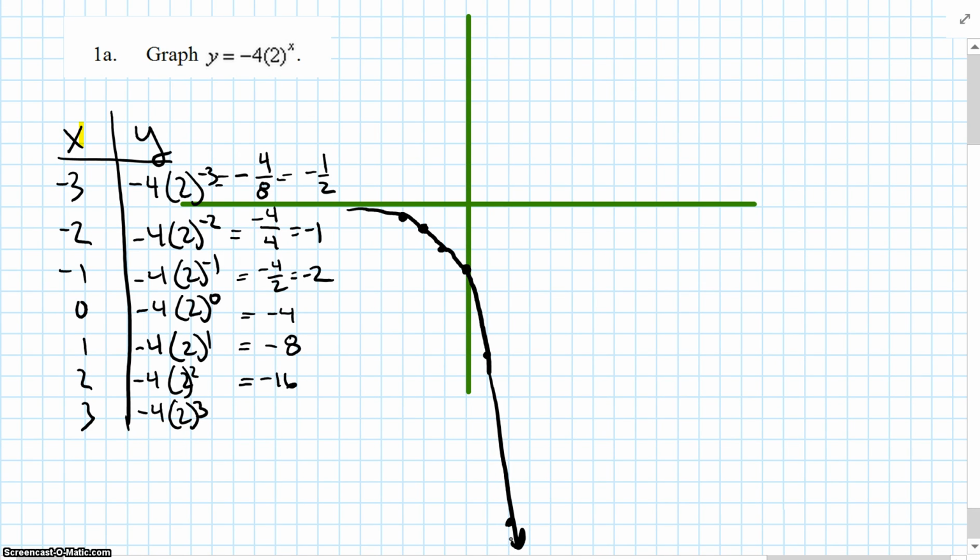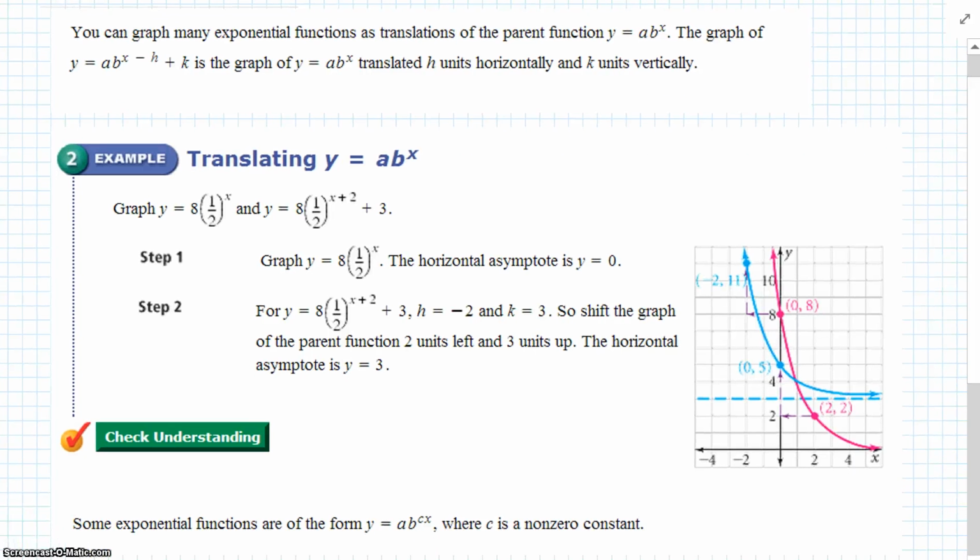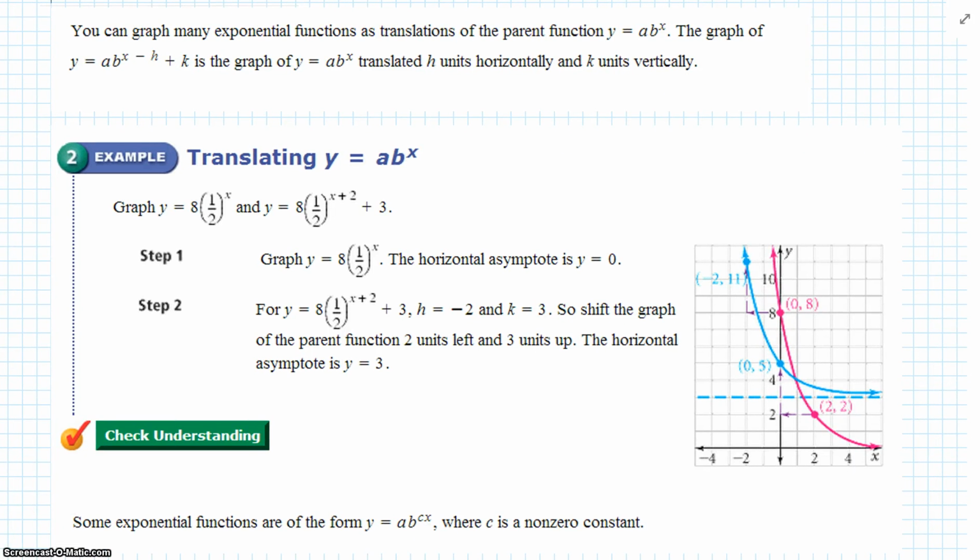Easy enough to graph, right? Just plug in for x, solve for your y, and plot your points. Not that hard. You can graph an exponential function as it translates to the parent function. You guys have seen this.